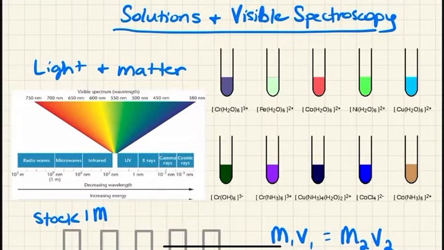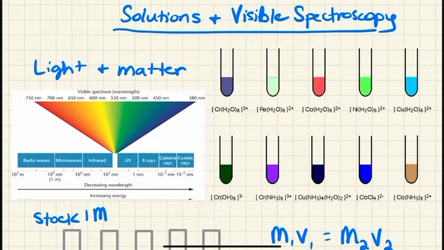This week in lab, you will be learning about solutions, the stoichiometry of compounds in solutions, and how to measure the concentration of a solution using a technique called visible absorption spectroscopy. And so a key thing to know in the beginning of discussing visible spectroscopy is that light interacts with matter.